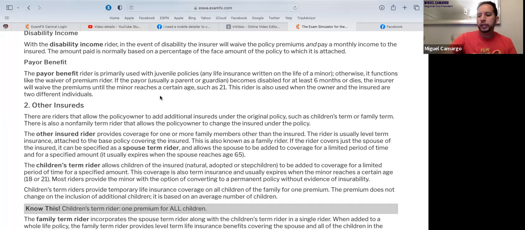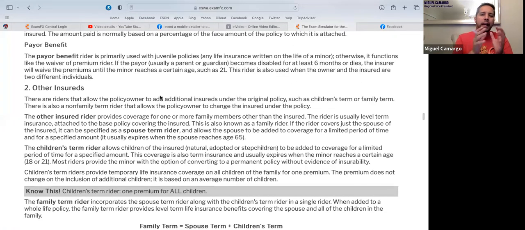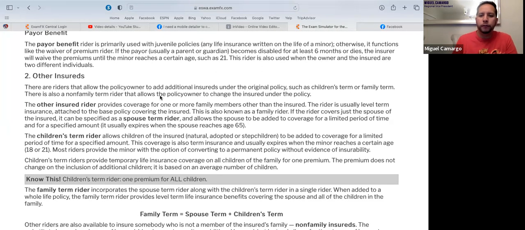All right, so the next one is other insured. So you're going to see other ways of how people add on to the policies. We just need to know these terminologies. The other insured provides coverage for one or more family members. The spouse rider is you have your policy and you're going to add your spouse to your policy, and now they are a rider to your policy. They are an add-on to your policy.